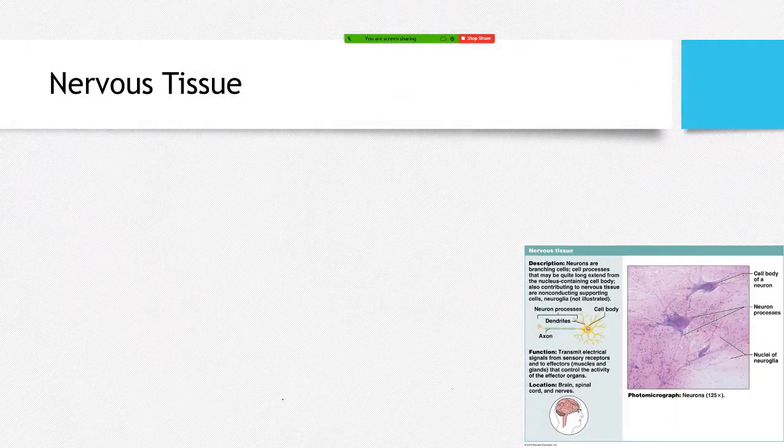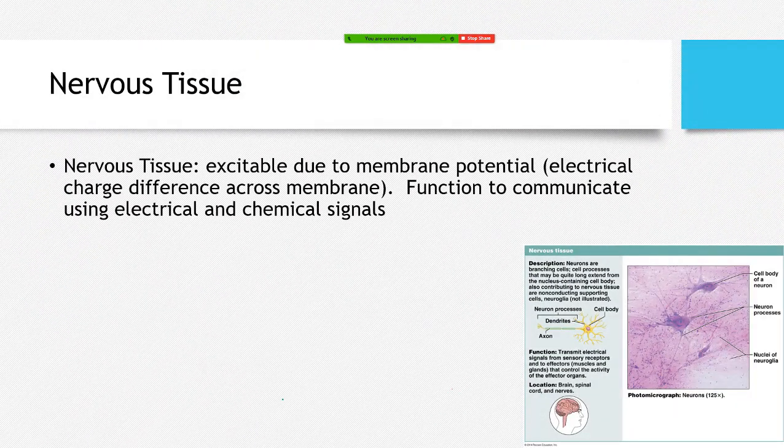Now to the last of the tissues, nervous tissue. Similar to the muscle tissues, they also can be excited. Remember, inside the cell tends to be negative relative to the outside, and when it gets excited, it becomes positive on the inside. Their function is to communicate. So it communicates from one cell to another, and they do so using electrical signals.